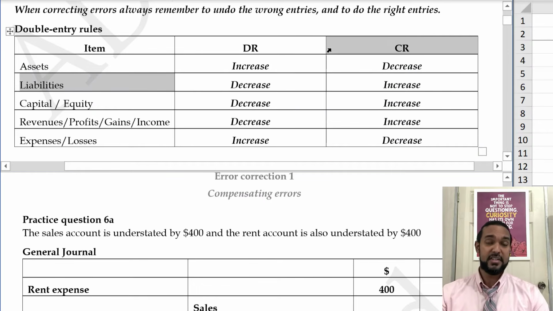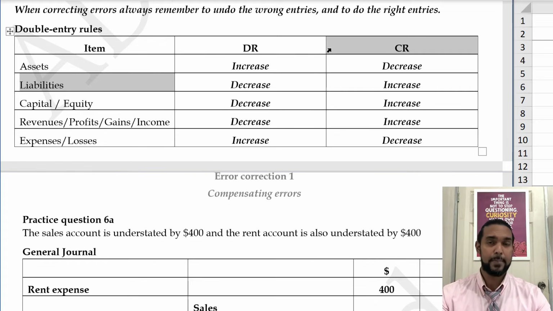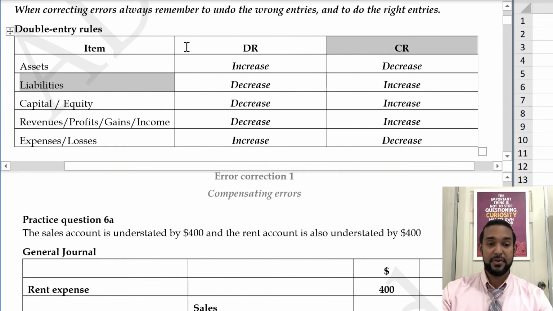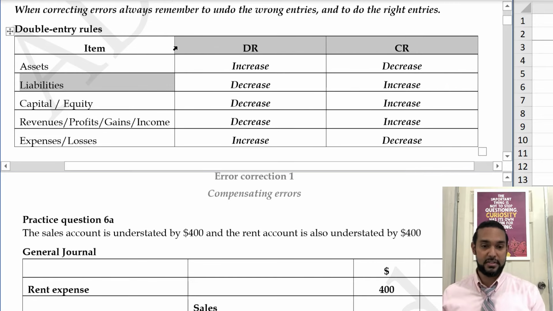It is also overstated, just like debtors was. When something is overstated, that means it's too high. How do we fix that? We have to decrease the balance in the account. How do we decrease our credit balance? We have to go on the opposite side. We have to debit the account. So we're going to debit creditors and credit debtors.